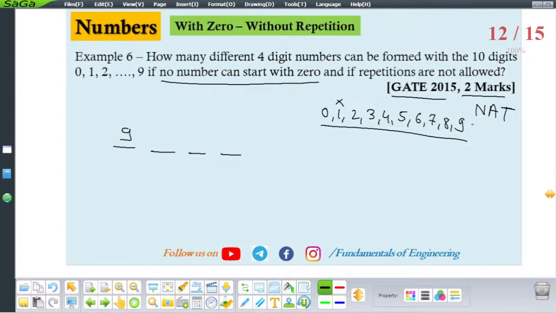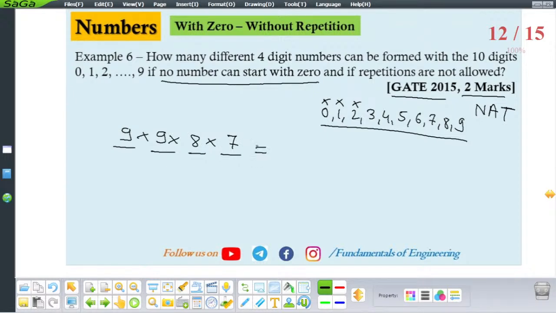So how many numbers are remaining now? From the 10 digits, 1 is gone, remaining are 9. Now suppose 0 and 1 are gone. How many remaining? From the 10, 2 are gone, so 8 remain. And when the third number is gone, from these 10 digits 3 numbers are gone, so remaining are 7. So we can get 9 into 9 into 8 into 7.